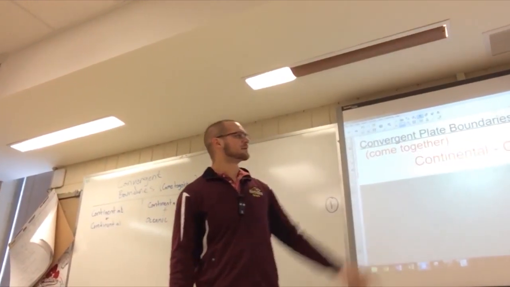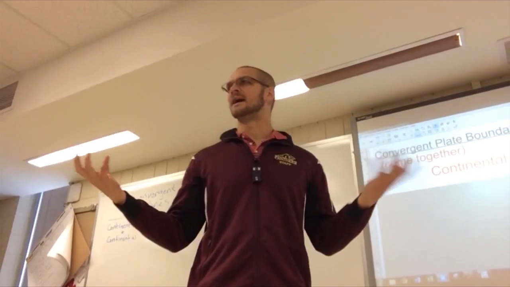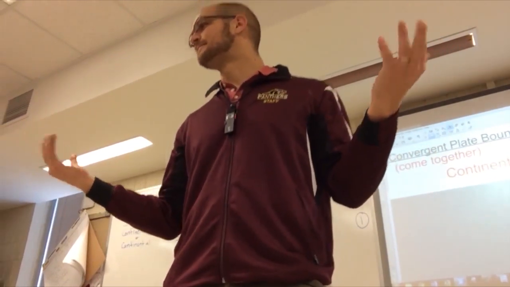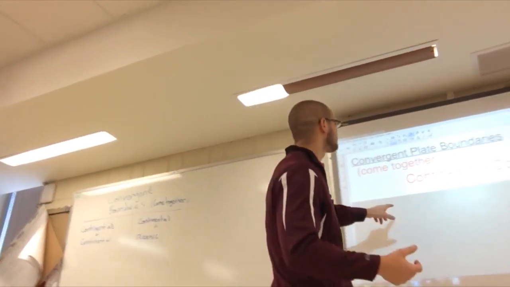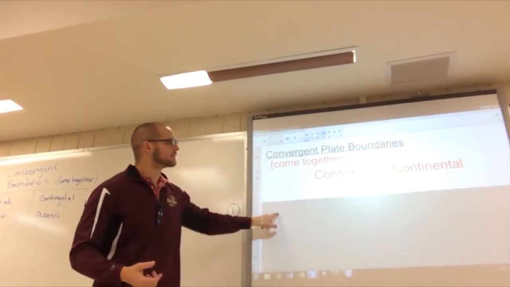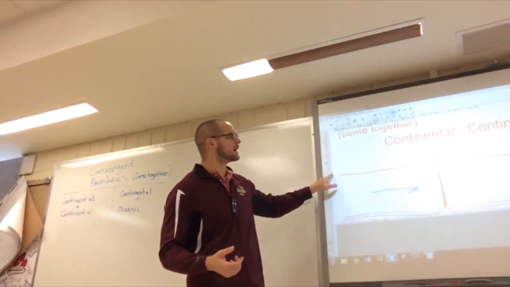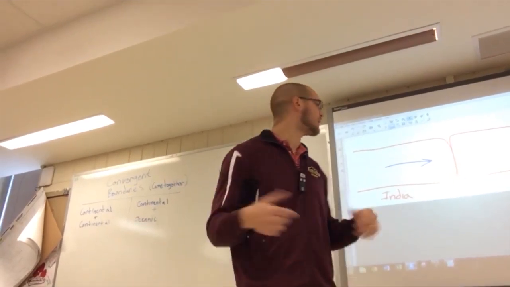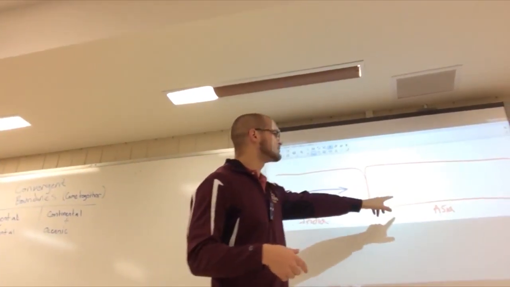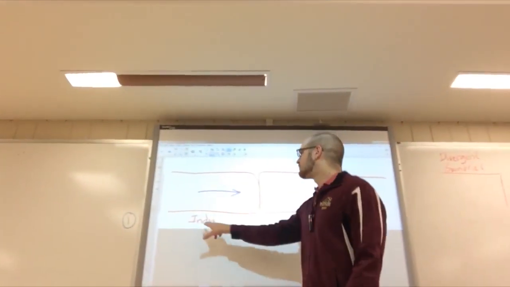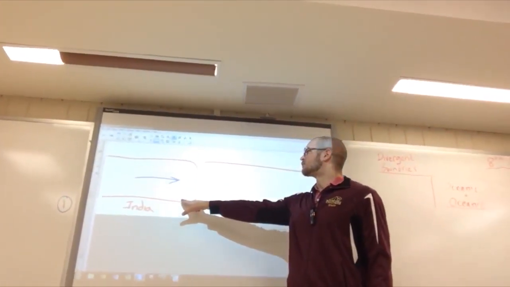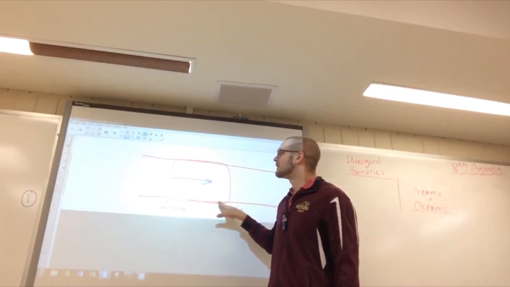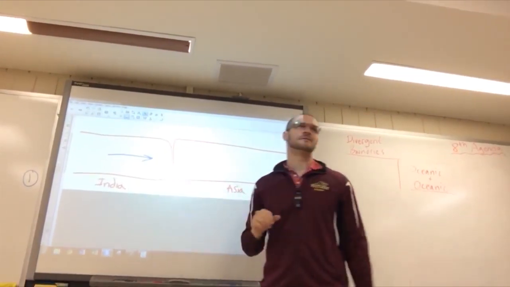Anyway, the first type we're going to talk about is continental and continental convergent. So in your notes, continental, continental. Now, the two continental plates we keep talking about are the India plate and the Asia plate. The Indian plate is crushing, moving, passing into the Asian plate a couple feet per year.